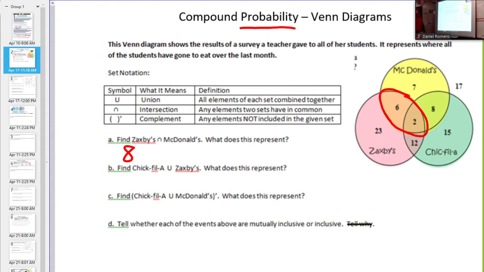Alright, how about Chick-fil-A? What does that stand for? Union, the union between Chick-fil-A and Zaxby's. Okay, so that's telling you anybody that went to Chick-fil-A or either one. If you remember, I gave you a diagram and it showed you that when you're doing union, anything that's in either of those circles, you're adding those all together. So how many fall in there?